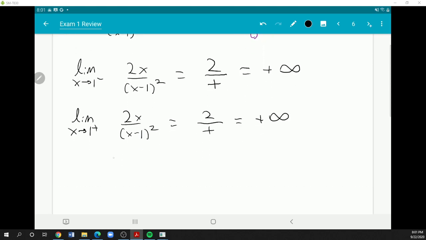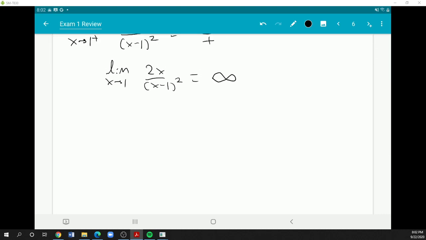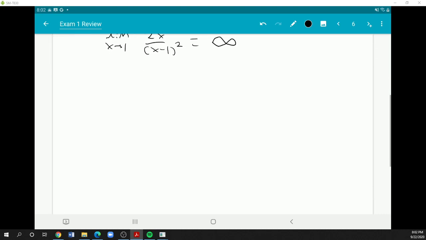So I get limit as x goes to 1 of 2x over x minus 1 squared is equal to infinity. Again, if the limit is infinite, I want you to say that it's infinite, not just that it doesn't exist, even though that's technically true. So just keep that in mind. Now we have one last limit to look at. G.